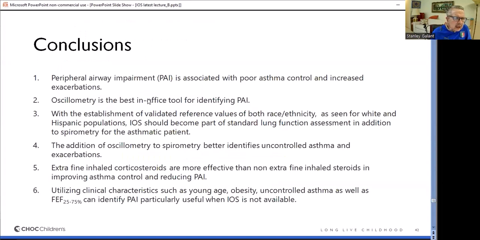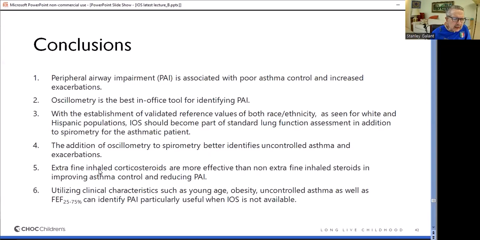In conclusion, we found that peripheral airway impairment is associated with poor asthma control and increased exacerbation. It's the best in-office tool for identifying peripheral airway impairment. And with the establishment of validated reference values, we're able to cross ethnicity between the white and Hispanic population. The addition of oscillometry to spirometry better identifies uncontrolled asthma and exacerbations than either alone.